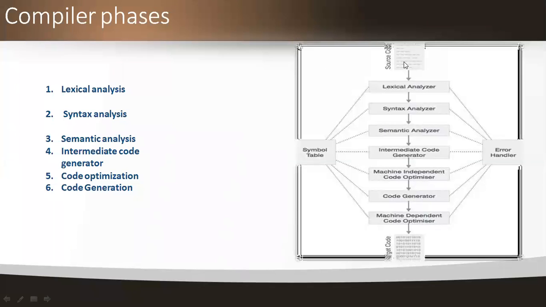See here, initially the source code. If you consider this source code as one type of language and the target code as another type of language, in between what we are doing is performing the compilation. What is the definition of the compiler? Converting or translating from one language to another language. That's what we are doing here.